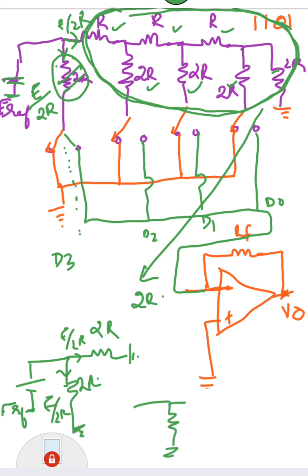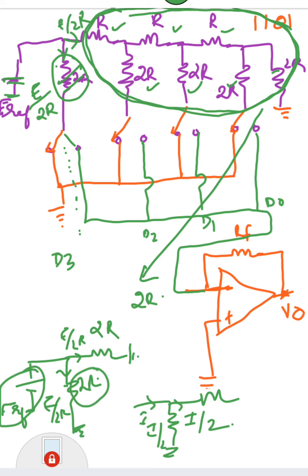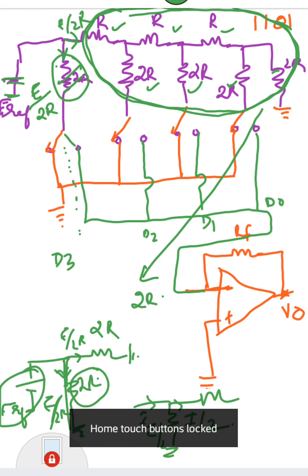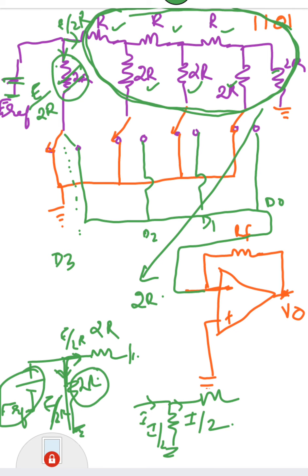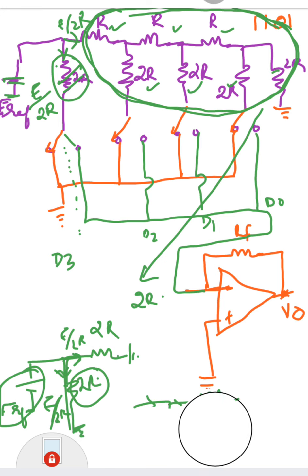Here also the current will be E by 2R, just like I have shown you, that when a current I comes here, this will be I by 2 and this also will be I by 2. Similarly, this is a reference voltage E reference, this is 2R resistance, so the current flowing through this branch is E by 2R. The same current will be flowing through the other branch also, because the equivalent resistance definitely will be equal to 2R.